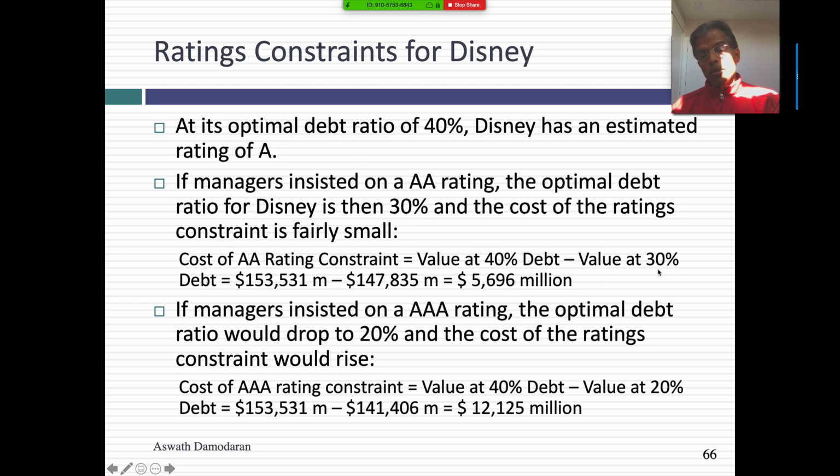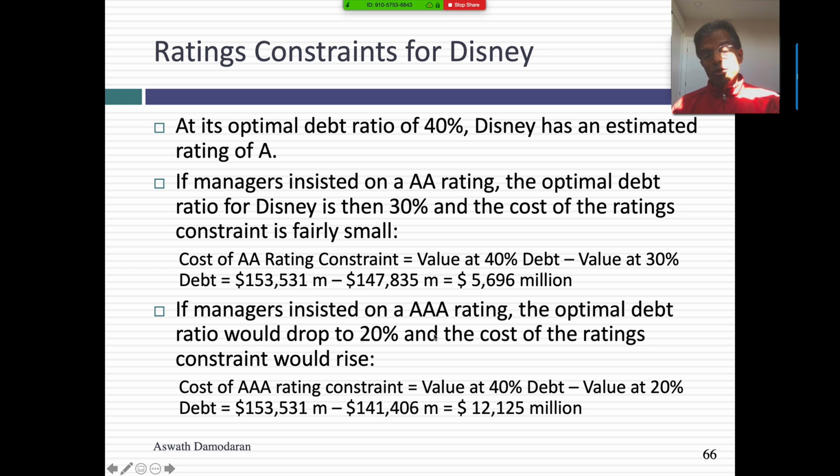Its value at a 40% debt ratio was $153.53 billion. At a 30% debt ratio, that value would have been $147.8 billion. The difference between those two numbers, $5.7 billion, is the cost of a AA rating constraint. And you know what? Disney might say, look, we're willing to pay that price to have a AA rating.